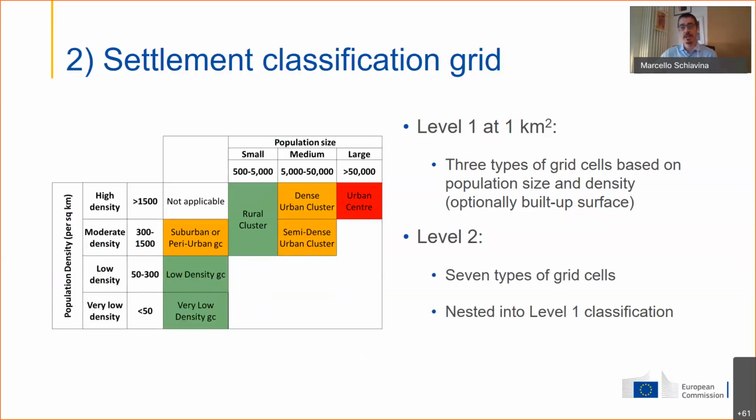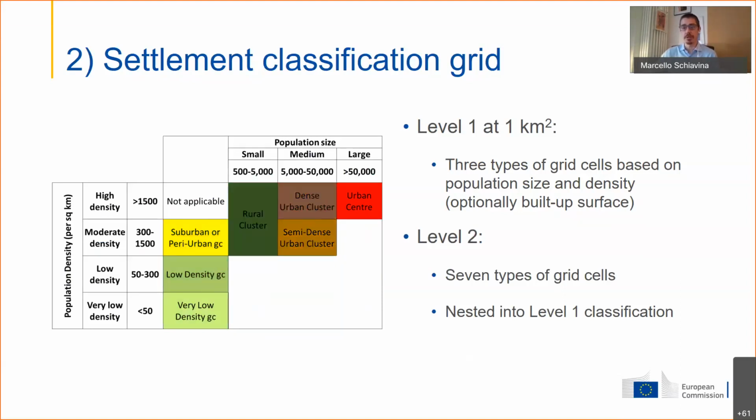Urban centers are defined as in level 1. Urban clusters are split into dense and semi-dense urban clusters according to their density, above or below 1,500 inhabitants per square kilometer, while all residual urban cluster pixels not matching the size threshold are classified as suburban or peri-urban areas. In rural areas, contiguous cells with density above 300 inhabitants per square kilometer with a total size of more than 500 people are identified as rural clusters, while all other pixels are classified according to their density above or below 50 inhabitants per square kilometer.